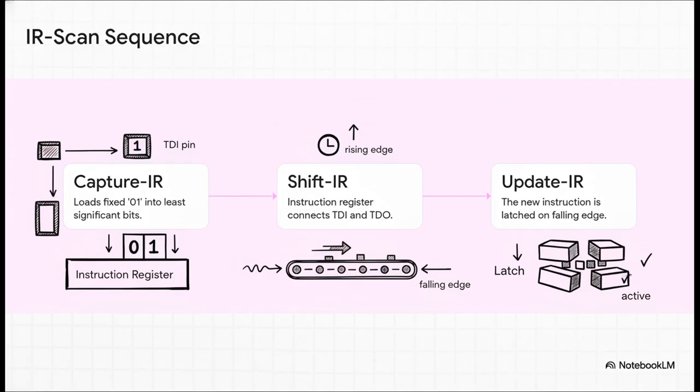Next, we step into shift IR. The instruction register becomes a literal conveyor belt connected directly between the TDI pin and the TDO pin. With every rising edge of the TCK engine, we shift our new instruction in, bit by bit. Finally, we hit update IR. We've shifted our data in, sure, but the chip hasn't acted on it yet. In update IR, the new instruction is officially latched and becomes active.